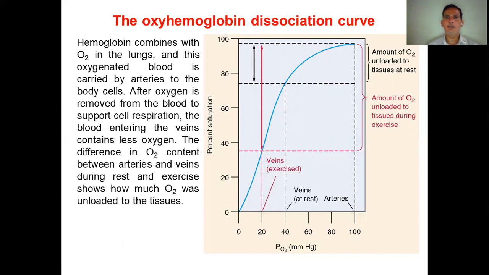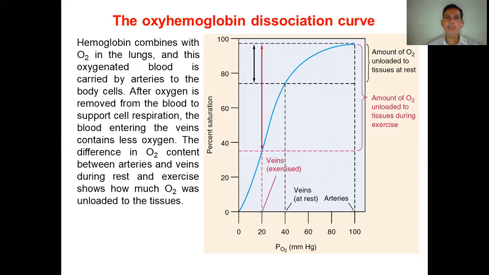However, when the person starts doing exercise, whereas there was only a reduction of 20%, here we can see more. So a greater amount of oxygen unloads to the tissues. You can see from about 96-98%, it comes down to around 38%. So there is a decrease of about 60% in saturation.